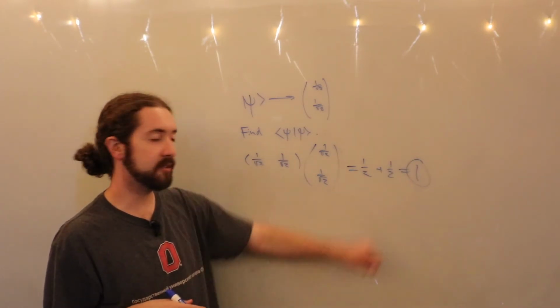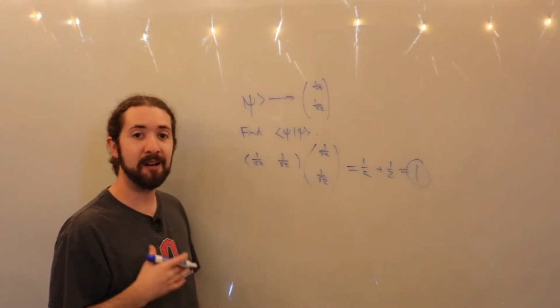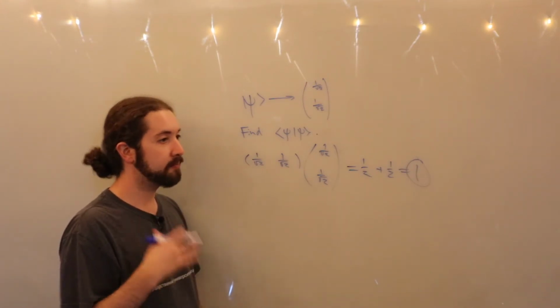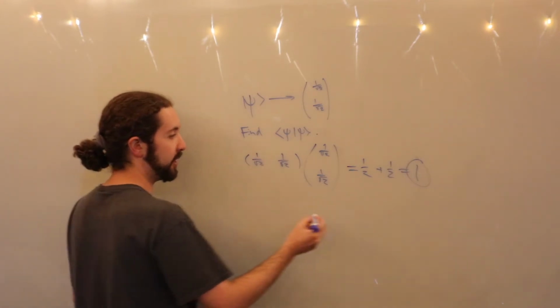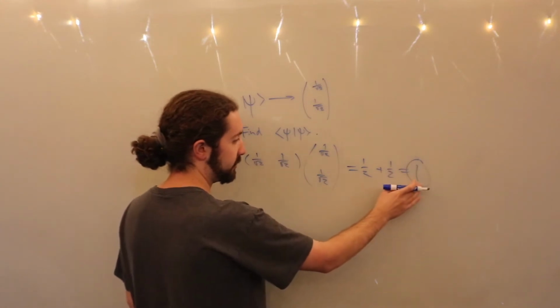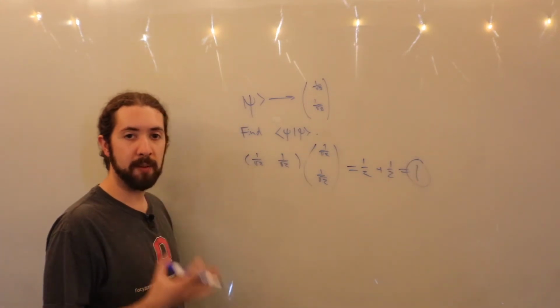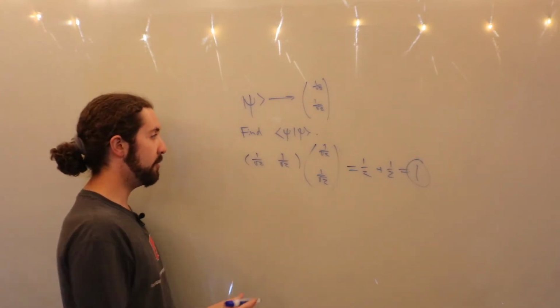And this is because there's something in quantum mechanics called the normalization requirement that allows us to talk about probabilities. And without this being true, that the inner product between a state and itself is 1, we would not be able to properly talk about probabilities of certain things happening. It's just a requirement we have.